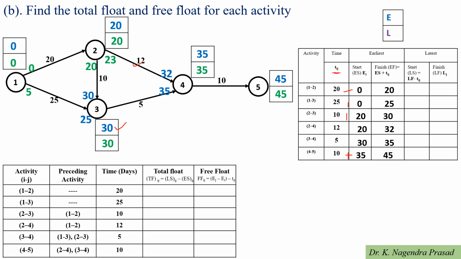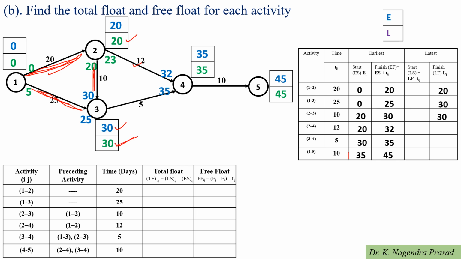So next we have to calculate the latest finish time. So next we have to calculate the latest finish time for the first activity 1 to 2. For the activity 1 to 2, latest finish time is the 20. Next for the activity 1 to 3. For the activity 1 to 3, latest finish time is the 30. Next for the activity 2 to 3. For the activity 2 to 3, so latest finish time is the 30.